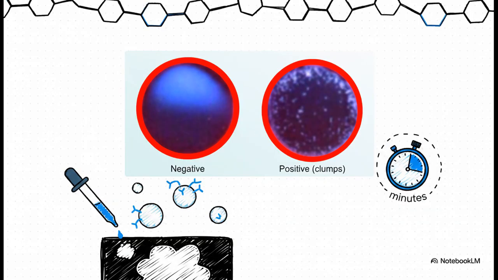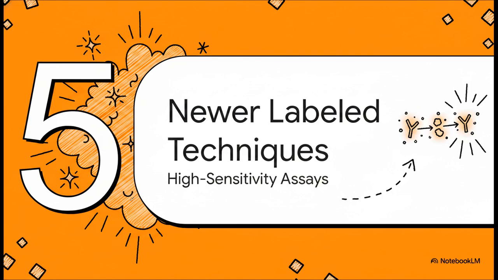This is exactly why the latex agglutination test is so wildly popular for detecting things like ASO antibodies or rheumatoid factor. Those polystyrene particles create a remarkably clear, visible clump on a dark card in minutes. The high contrast between the bright white latex clumps and the black background removes all the ambiguity of reading the test. It's point-of-care testing at its finest, giving you immediate clinical insights without needing heavy lab equipment. Let's shift gears to Section 5, newer techniques using labeled molecules.